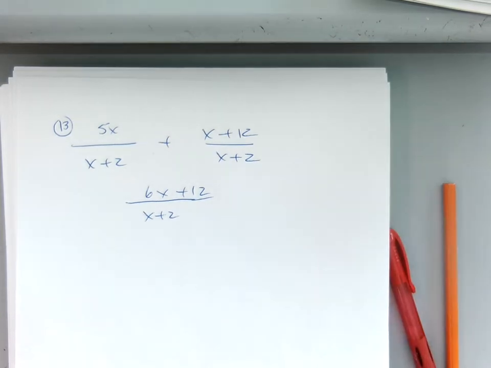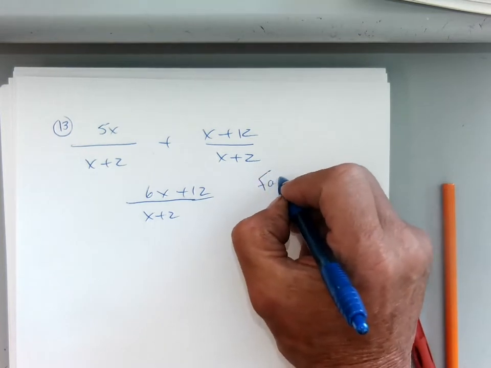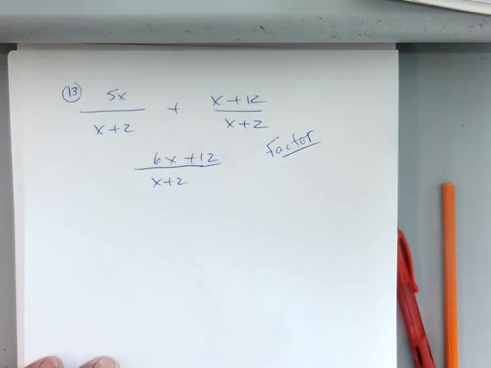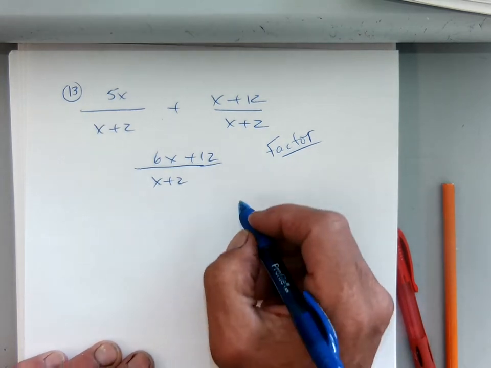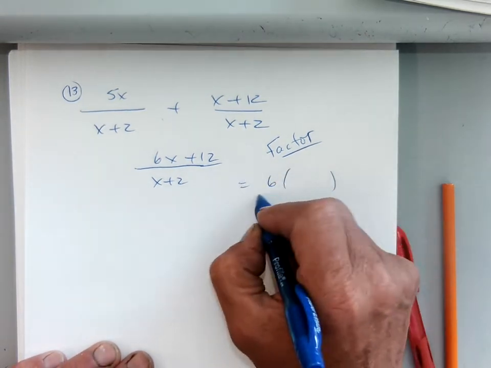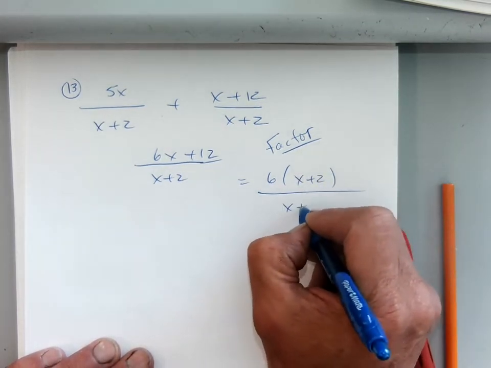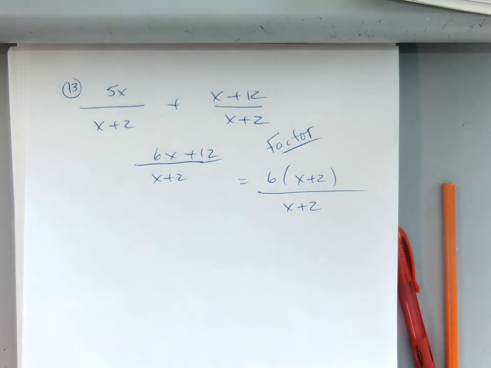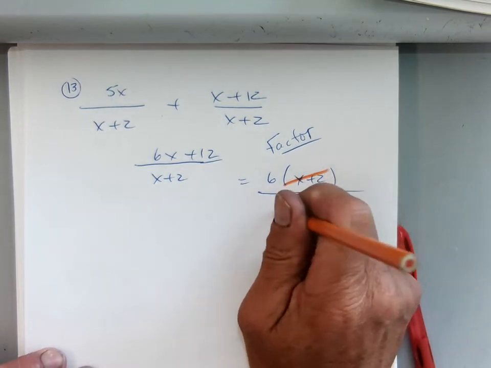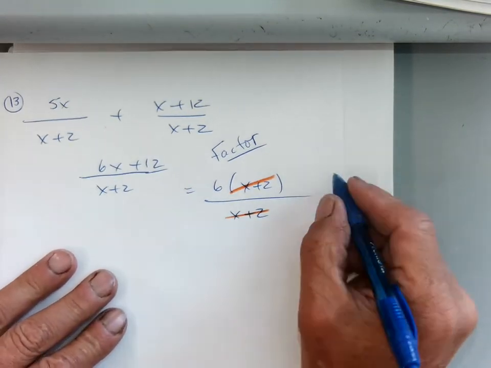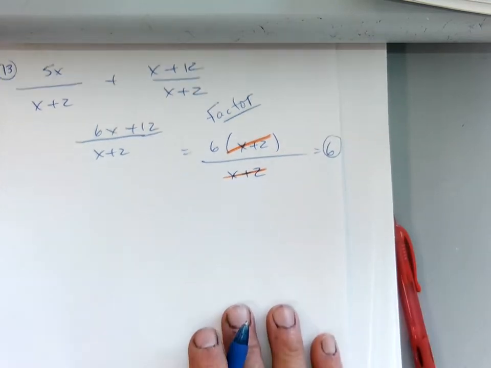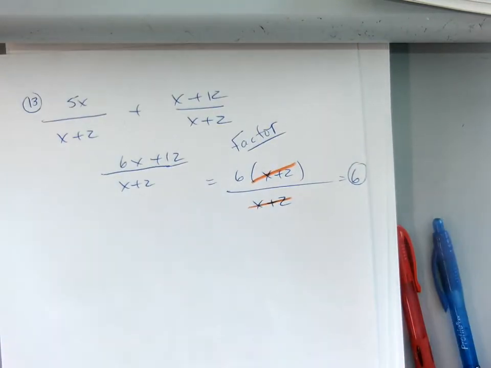Now, normally I would be done, but I think I can do more. I think I can factor, right? If I factor out a 6 out of the numerator, I get an x plus 2, right? Ooh, I like this because after I factor out, I can reduce it. I can cancel, right? Cancel, cancel. And I get an answer of 6. Make sure you do this tomorrow, okay? You have a very similar problem. Make sure you reduce it all the way, okay?